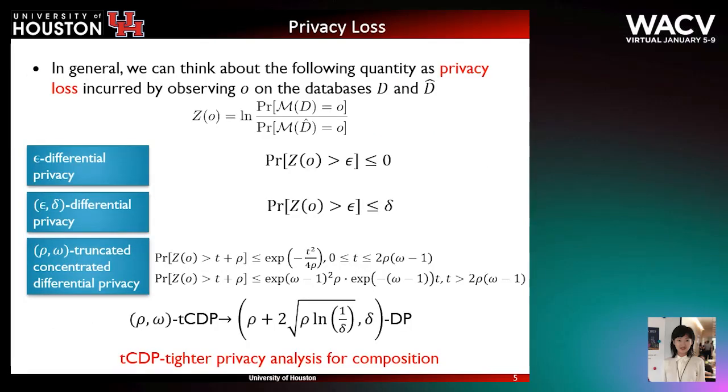There are various flavors of differential privacy. The differences between them come down to how to characterize the privacy loss. In this work, we adopt TCDP since it can provide sharper and tighter analysis on the privacy loss for multiple iterative computations compared to epsilon-delta DP.